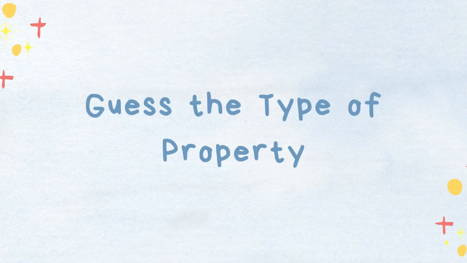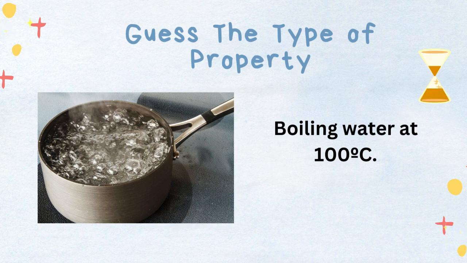It's time for another activity. Try to guess the type of property. Is it physical, chemical, extensive, or intensive properties? Boiling water at 100.